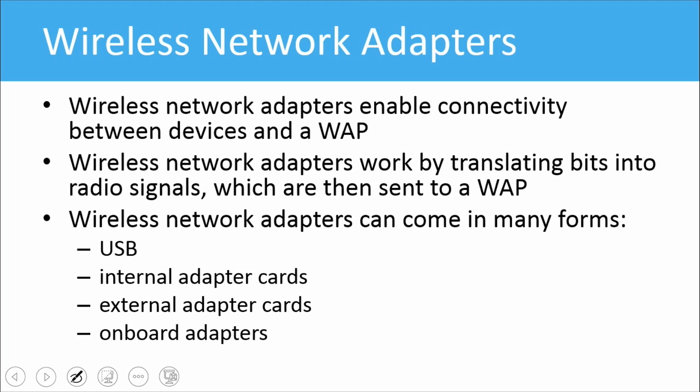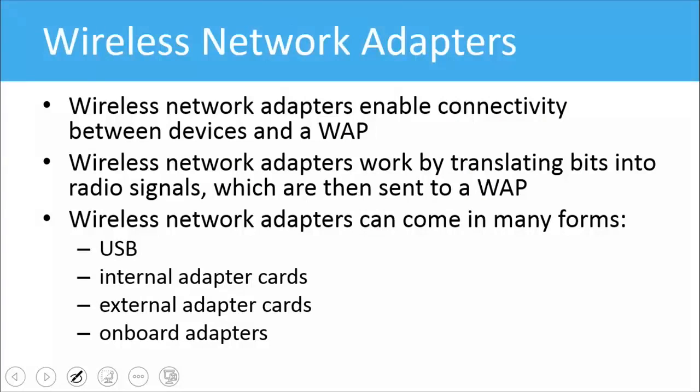So let's talk a little bit more about wireless network adapters. They enable connectivity between any device and a wireless access point, and they work simply by translating bits into radio signals. If you take a look at my hands here, all that happens is that radio signals modulate, so they go up and down, and that's how they represent zeros and ones. A little different from the way that you represent zeros and ones in binary data with electricity or with light. So anyway, back to the screen.